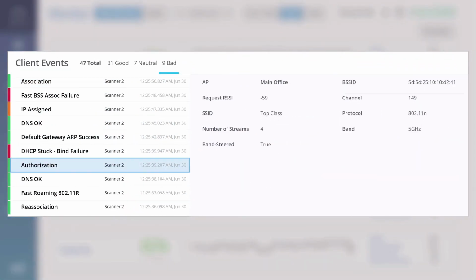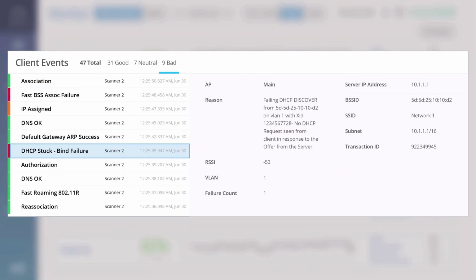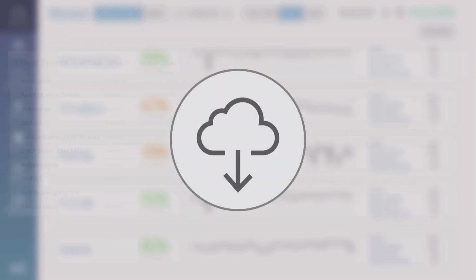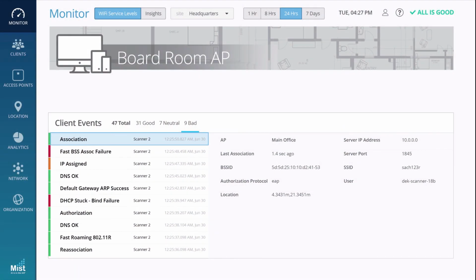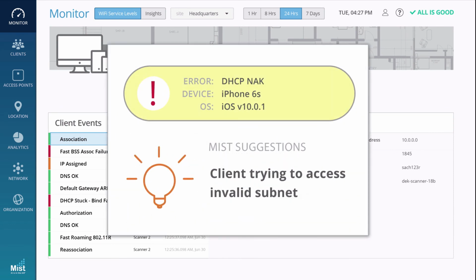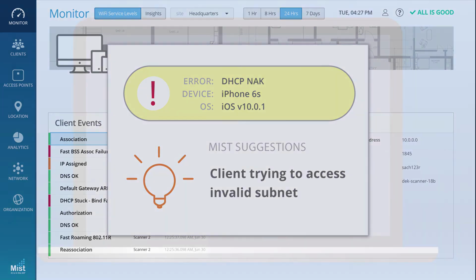If a service-impacting event occurs, Myst triggers a dynamic PCAP and stores it in the cloud for easy analysis. No more wasting time and money chasing temporal problems with expensive truck rolls and sniffers. Predictive recommendations help avoid issues from happening in the future, replacing reactive troubleshooting with proactive wireless operations.